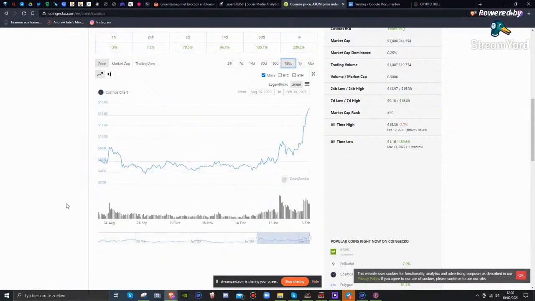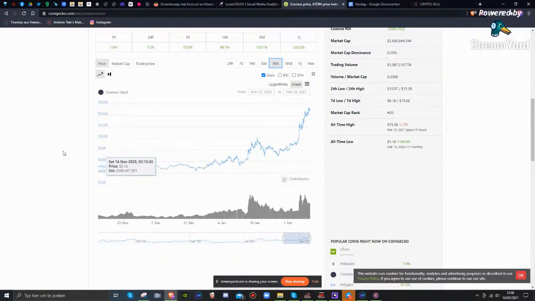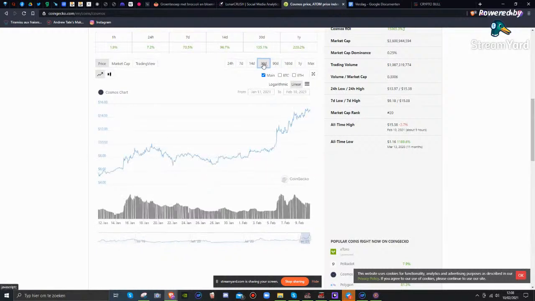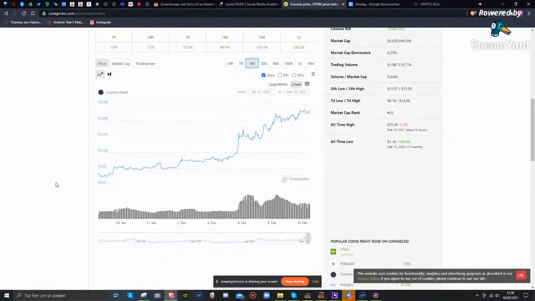180 days, relatively stable with the exception of the last 2 months, it's going upwards. Same here, same here, same here. So on short notice, I can already conclude in the last couple of months, the bullish trend or the upward trend of its value has to do with the general uptick of the entire crypto market. Not immediately a good pointer.